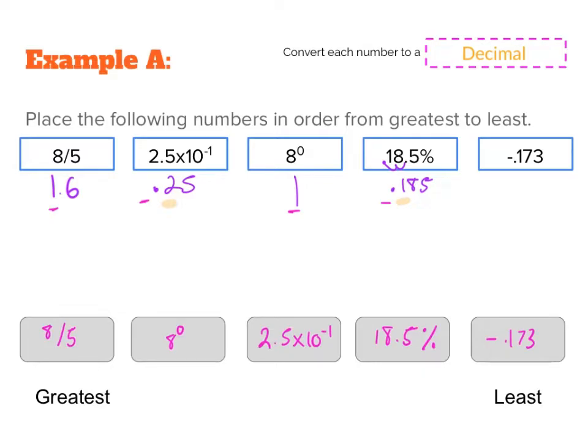Notice that when I wrote them down, I wrote them in original form. It doesn't say write down these decimal equivalents in order from greatest to least. It says write these numbers in order from greatest to least. So it's very, very important that you always write them in original form.